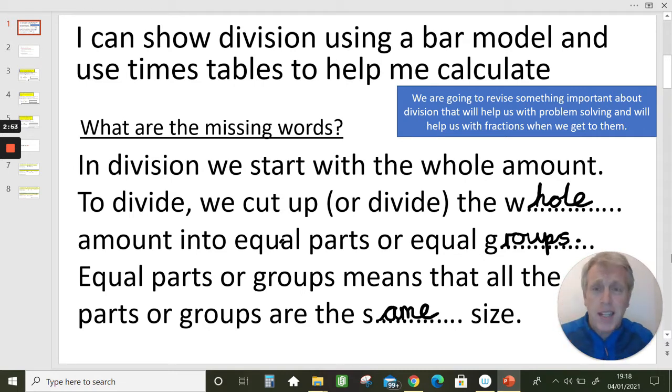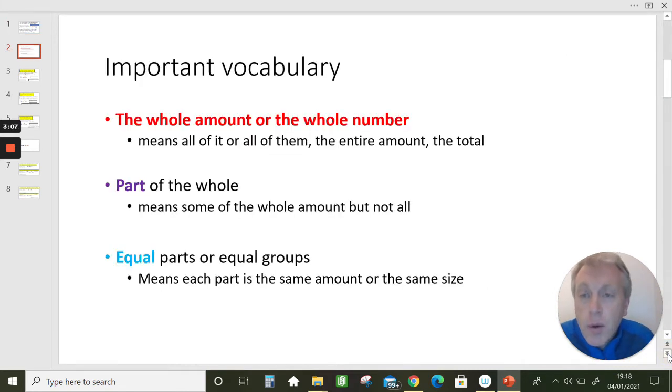If we can do this and understand it, we are going to be so good at fractions. Some people think fractions are hard, but if you understand dividing and multiplying, particularly dividing, fractions will be really easy for us. So here's some important vocabulary. The whole amount means all of something, the entire thing, all of it with nothing left out, the total. Part of the whole means some of the whole amount, but not all of it. Equal parts or equal groups, each part is the same amount, or the same size, or the same number.